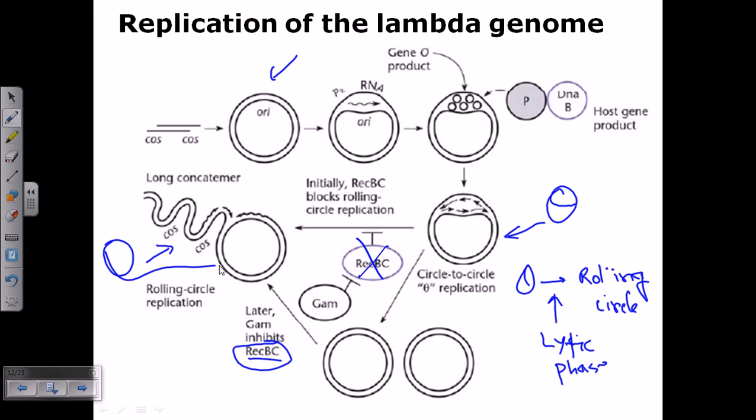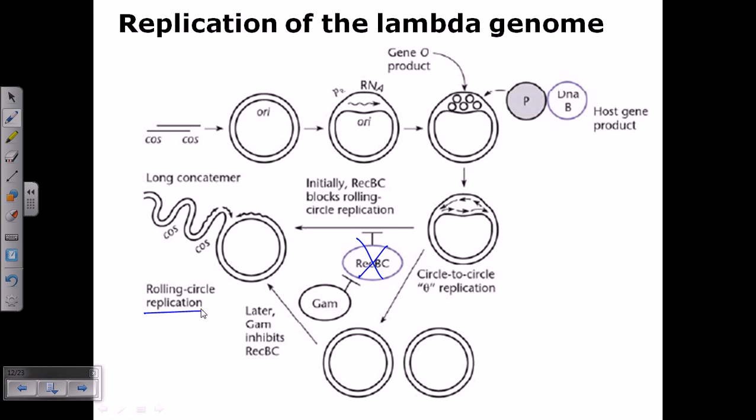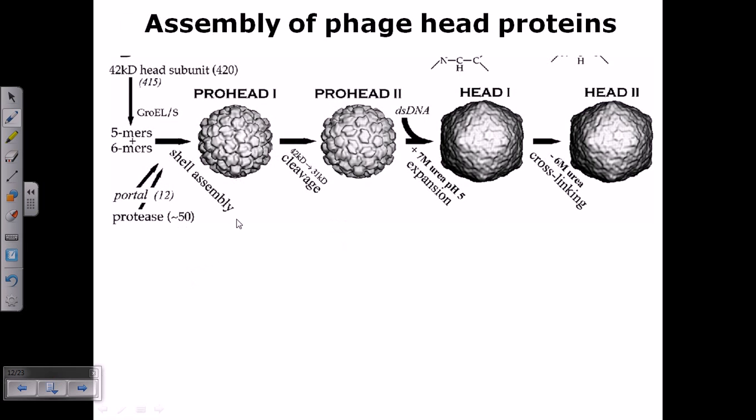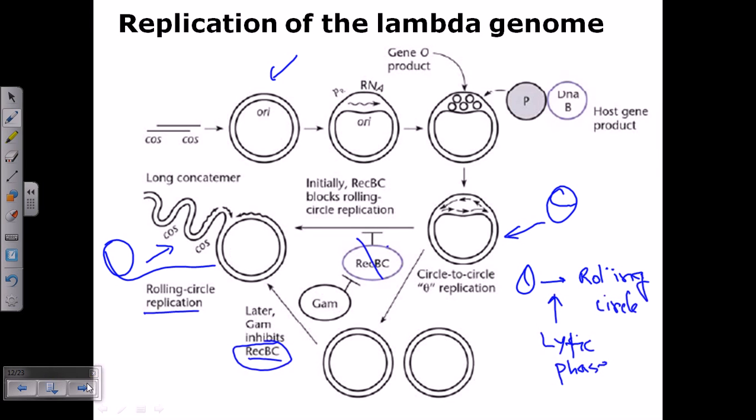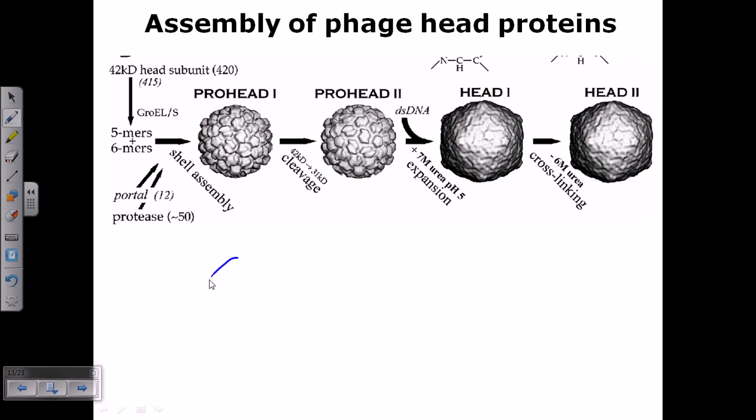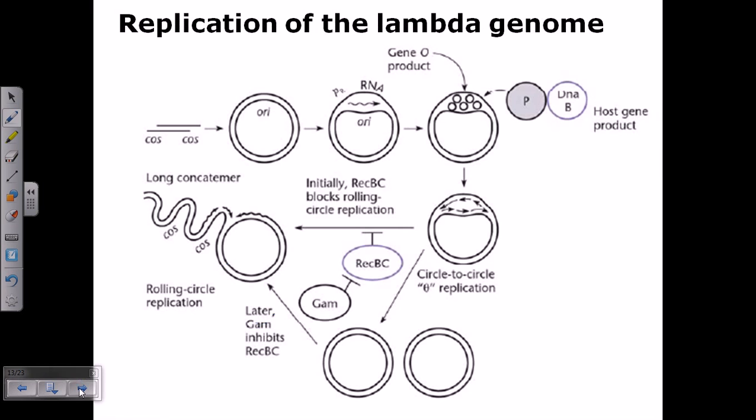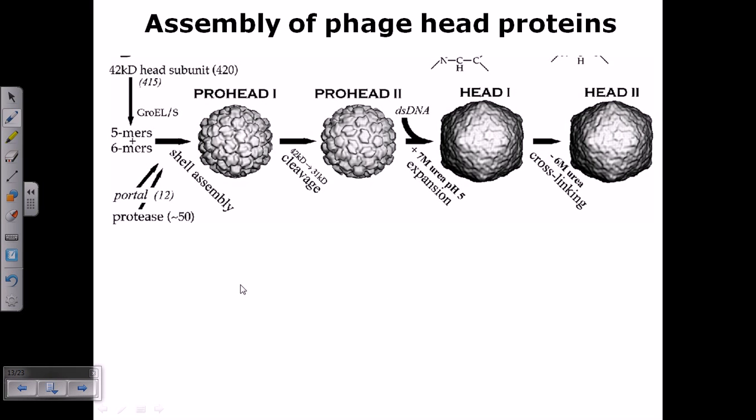So the rolling circle mode of replication goes on, and as it goes on, it creates more and more copies of the same gene. So if I look here, it is kind of replicating, rolling like that.